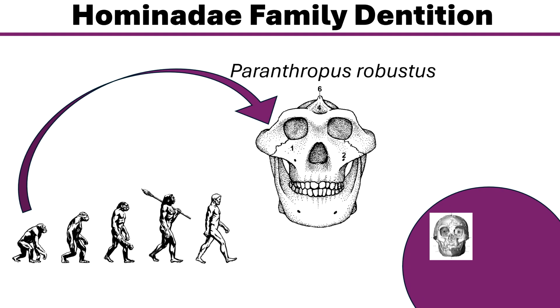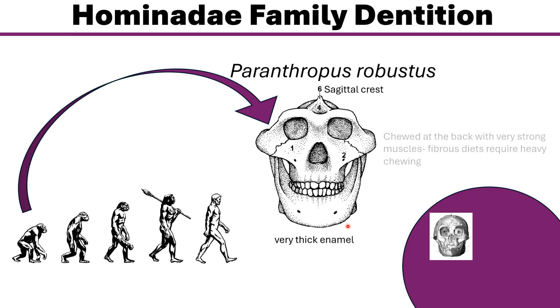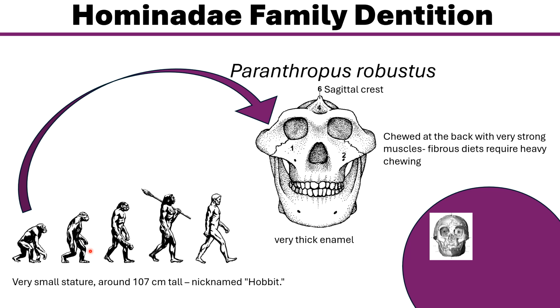Looking at our first species, we have the Paranthropus robustus. It's not exactly this ancestor you see here, just remember that their skulls used to look like this, as they had a sagittal crest, which allowed attachment for large muscles required for heavy chewing. They also had very thick enamel, and again, they would chew at the back because their diets had a lot of fibrous plants that required this heavy chewing. Now, also remember that as you can see, they had a very small stature, around 107 centimeters tall, nicknamed the hobbits.